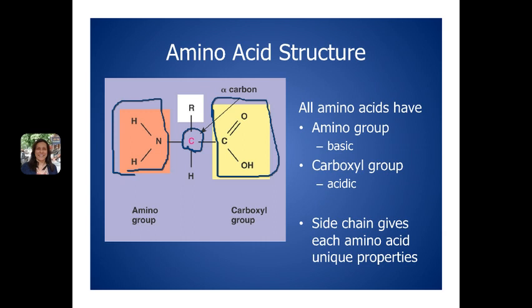Then there is also a hydrogen atom. And finally, there is an R group, or a side chain. And that R group can be many different functional groups. The R group is what makes each amino acid unique and different from the other amino acids.